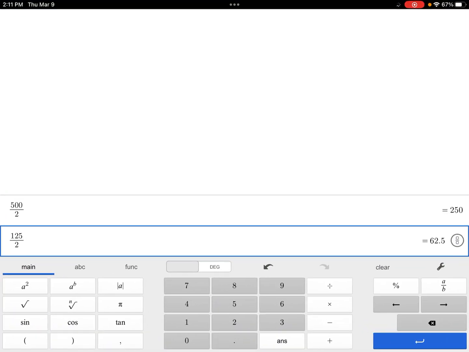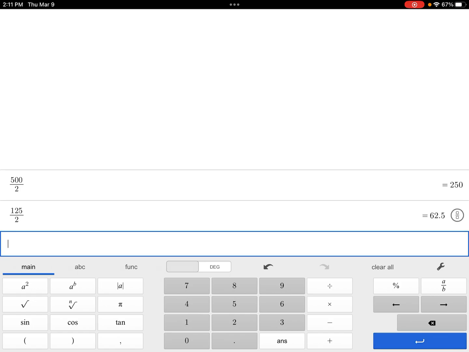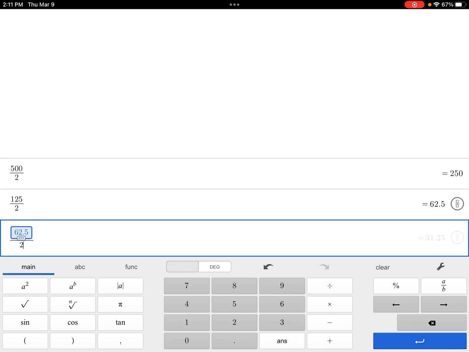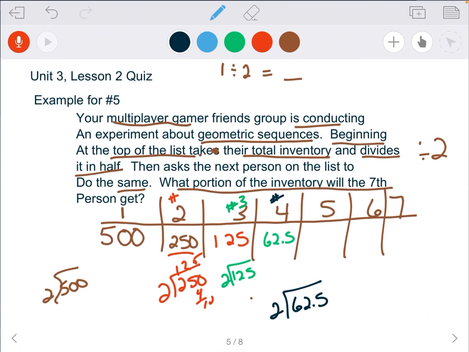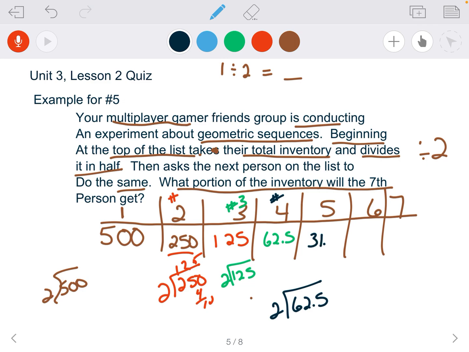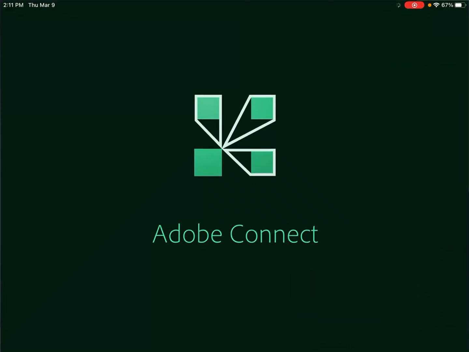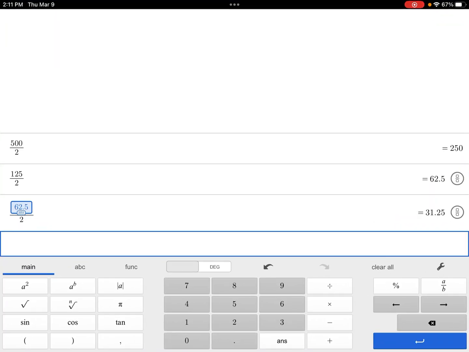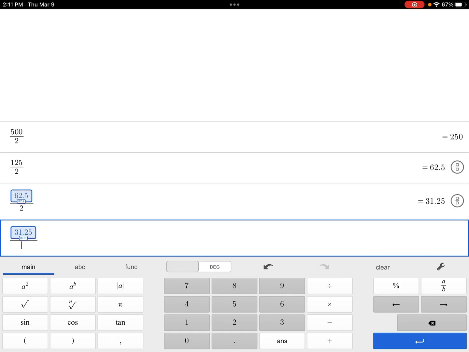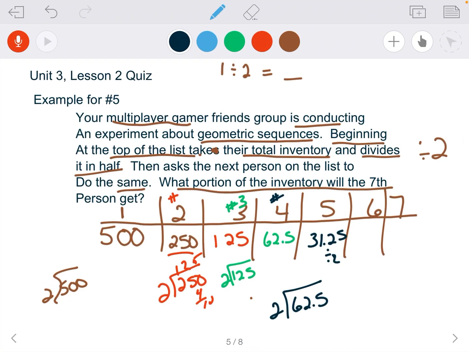And what I also want to remind you of is the fraction key. So they may use the fraction bar for you. So then I take the answer 62.5 and I divide it by 2, and I get 31.25. So I'm just repeating the pattern over and over. Then I take 31.25 and divide it by 2. Whoops, wrong button. I'm cracking myself up. All right, so 31.25 divided by 2 is 15.625.